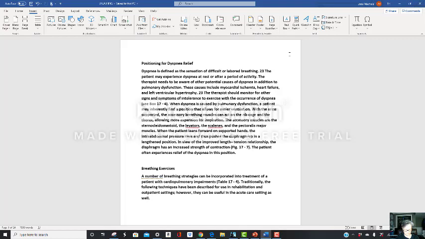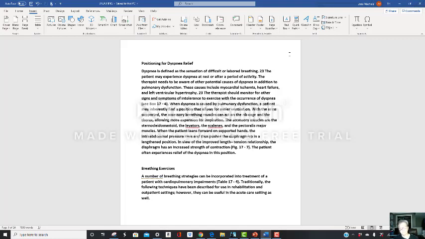See box 17.4. When dyspnea is caused by pulmonary dysfunction, a patient may inherently find a position that allows for easier ventilation, with the arms supported. The accessory breathing muscles can act on the rib cage and the thorax, allowing more expansion for inspiration. The accessory muscles are the sternocleidomastoid, upper trapezius elevators, the scalenes, and the pectoralis major muscles.